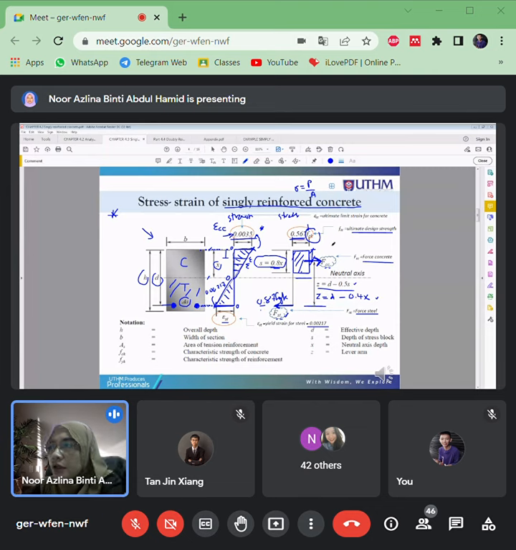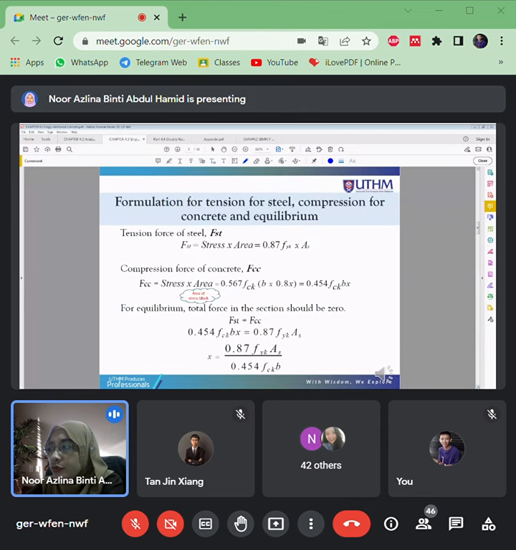Okay, from all of these values here, you can come out with equilibrium. You can come out with all the forces. This is all the formula. Tension for the steel, compression for the concrete, and also equilibrium. Okay, so remember this is the stress block diagram, so it should be at the centroid for the FCC for the concrete. Okay, and then this is FST.